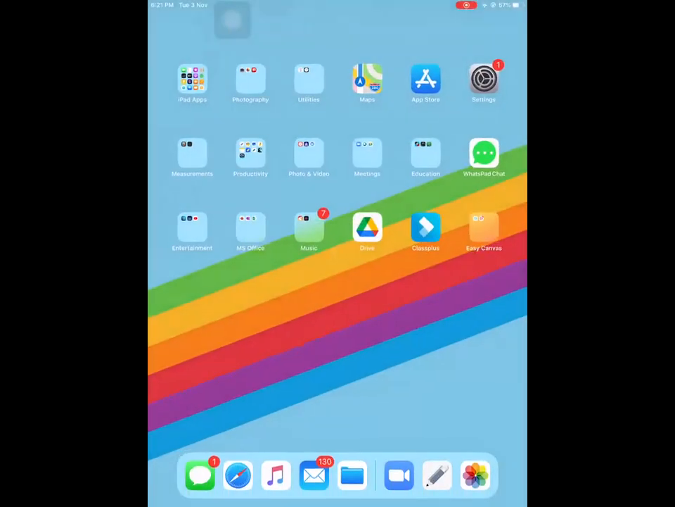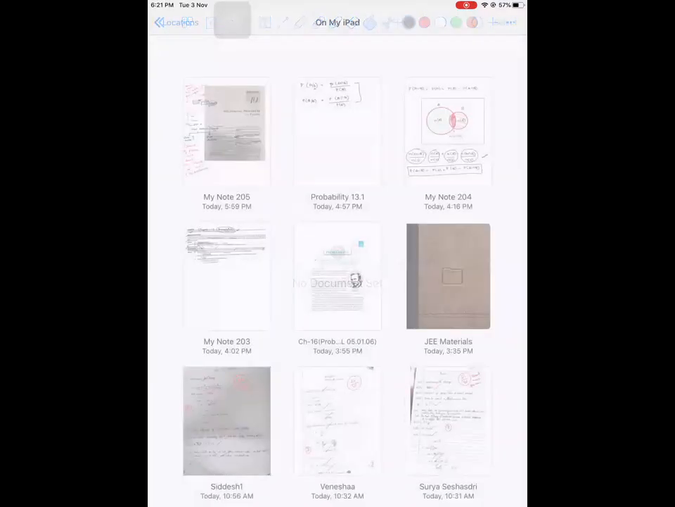So yesterday we started three-dimensional geometry, right? Yes, sir. We finished distance formula.